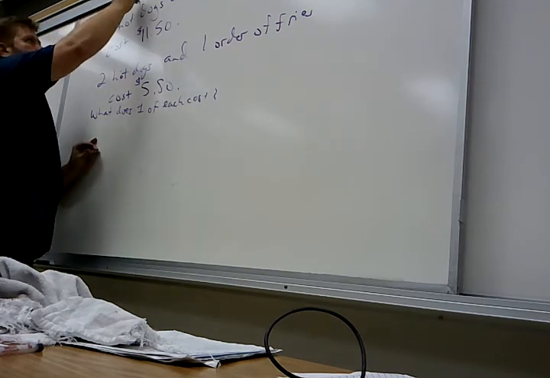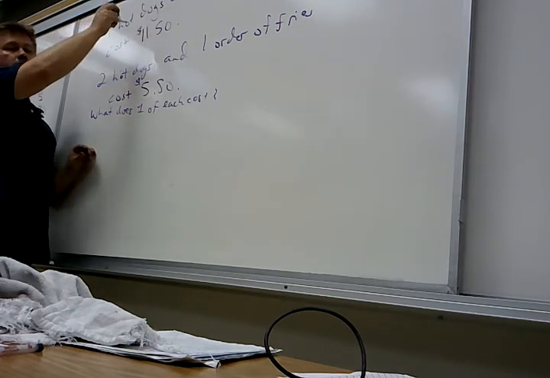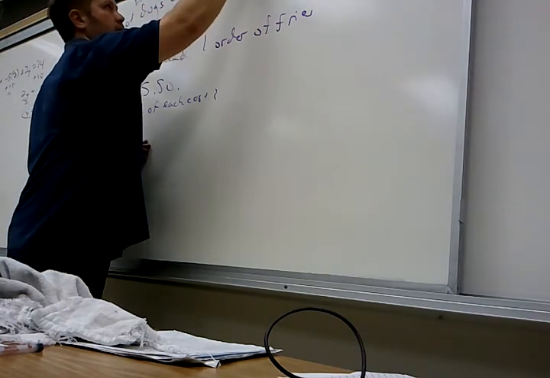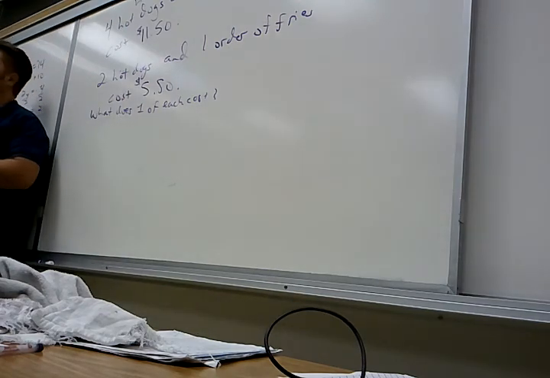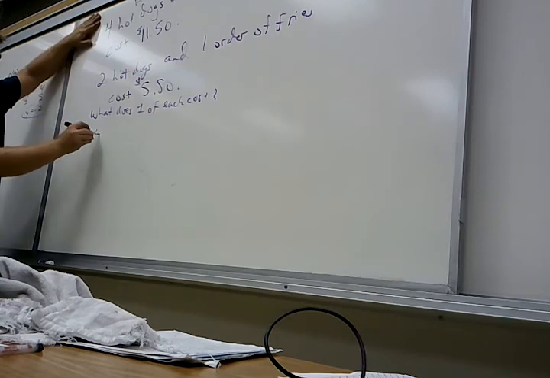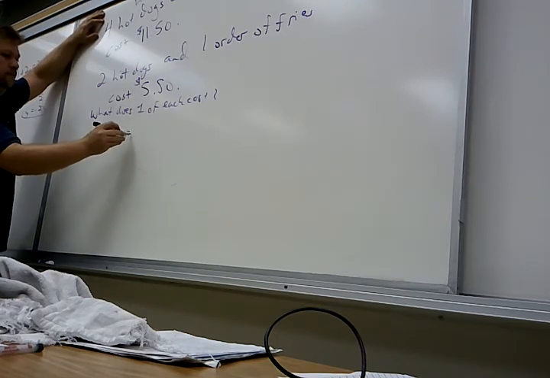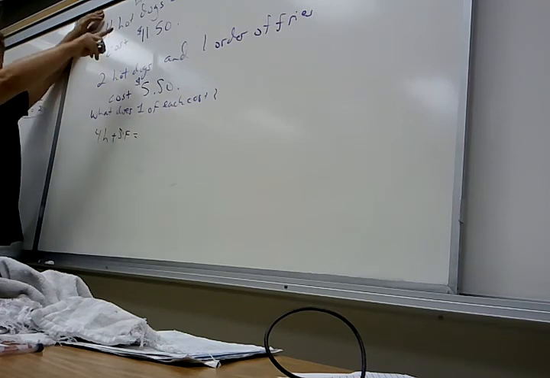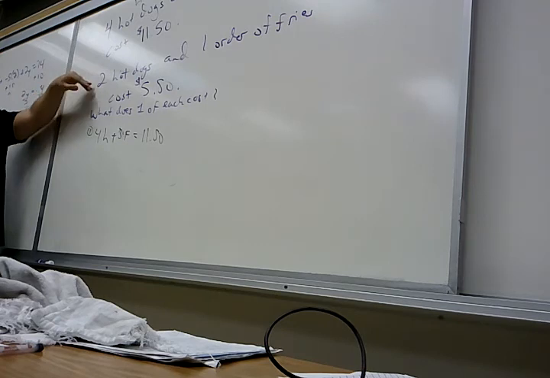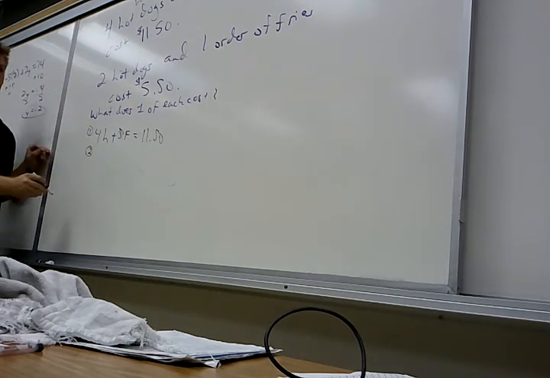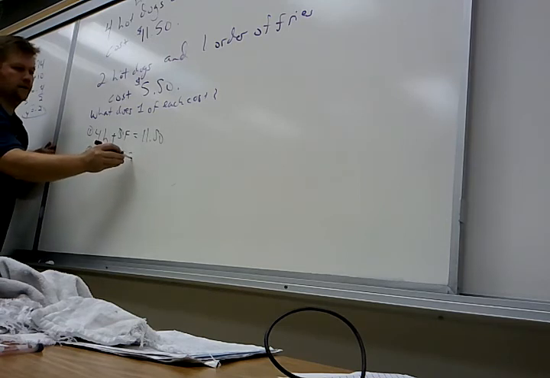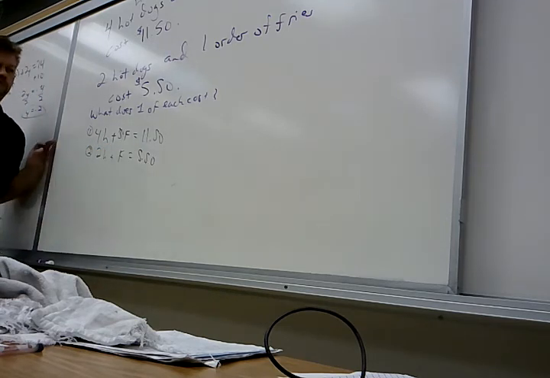Let's call hot dogs H, if we're cool with that, and fries we'll call F. So what's one equation I can set up from right here? 4H plus 3F equals 1150. All right, that's equation number 1. What's equation 2? 2 hot dogs plus 1 fry is 550.